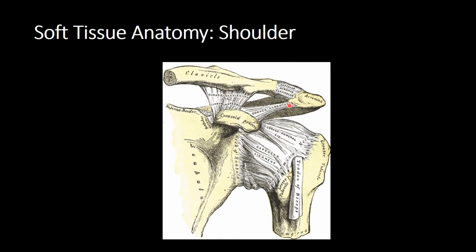The coracoacromial ligament originates from the medial border of the acromion, and it inserts into the lateral border of the coracoid process. The acromioclavicular ligament is divided into the superior and inferior acromioclavicular ligaments, and they connect the distal clavicle with the acromion.